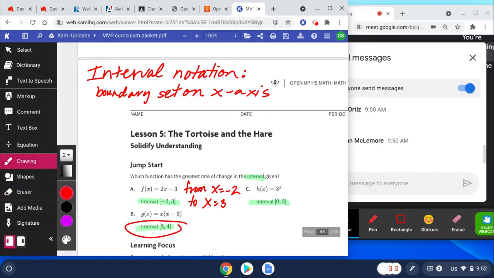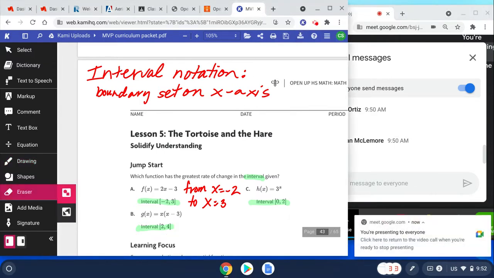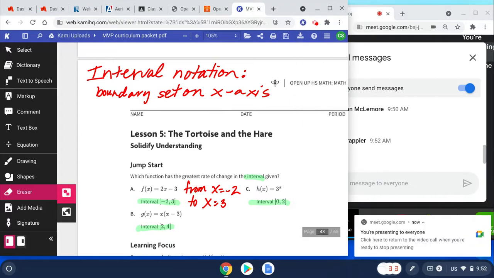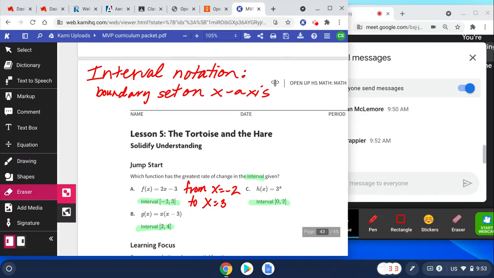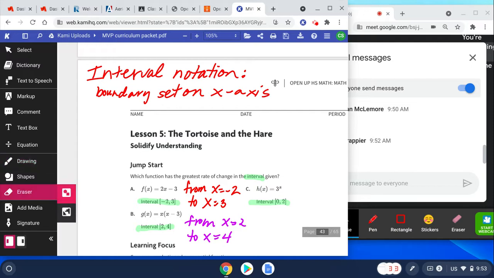Anybody want to try typing what this means? If the other one was -2 to 3, what would this interval be? Type it in the chat for us. From what to what? Okay, awesome, Maya. This one means from 2 to 4. Notice how Maya just simply said from 2 to 4. I'm actually writing a little bit extra, from x equals 2 to x equals 4, but you can absolutely just say it simply like Maya did, from 2 to 4.